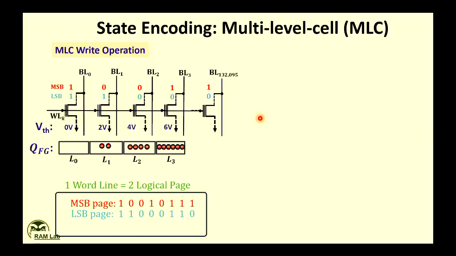Now during write, we talked about ISPP, incremental step pulse programming. That's how you make sure how many electrons will be injected and what threshold voltage this will go to. That's the process of writing the 2 pages of data on the same word line. But this is not computing yet. This is the normal operation when you write.